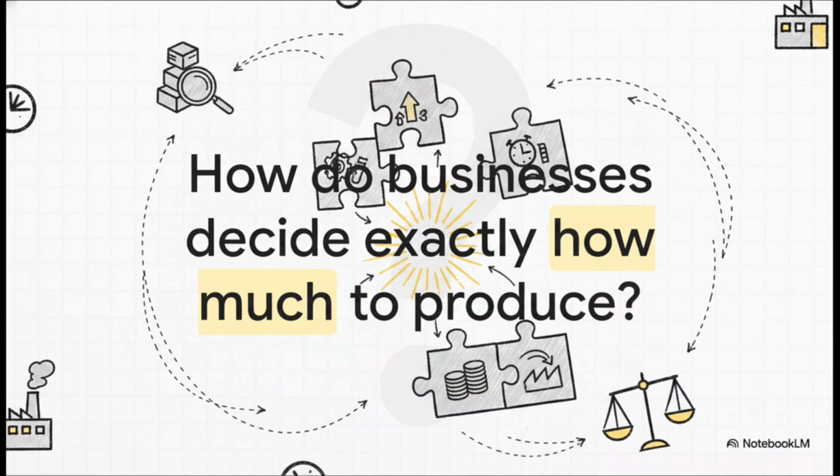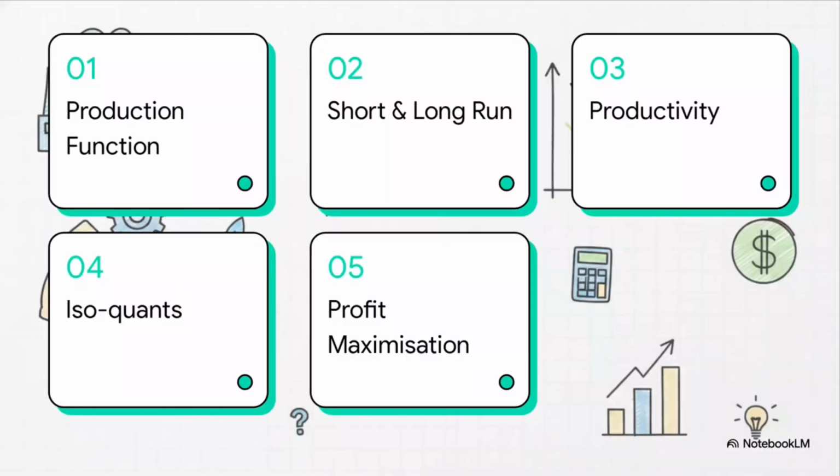output you can generate. So, how do you find that perfect sweet spot where you aren't wasting resources, but you're still maximizing what you make? Well, that is the core question literally every producer faces. To solve this puzzle, we're going to break the theory of production down into 5 really manageable steps: the basic production function, short run versus long run, productivity, isoquants, and finally, profit.